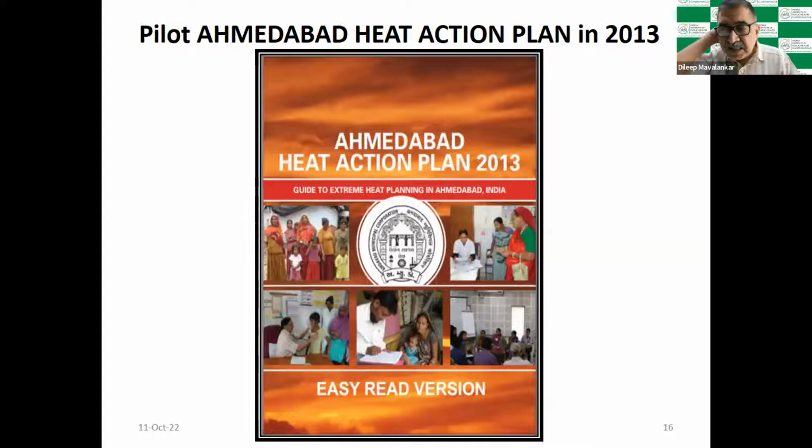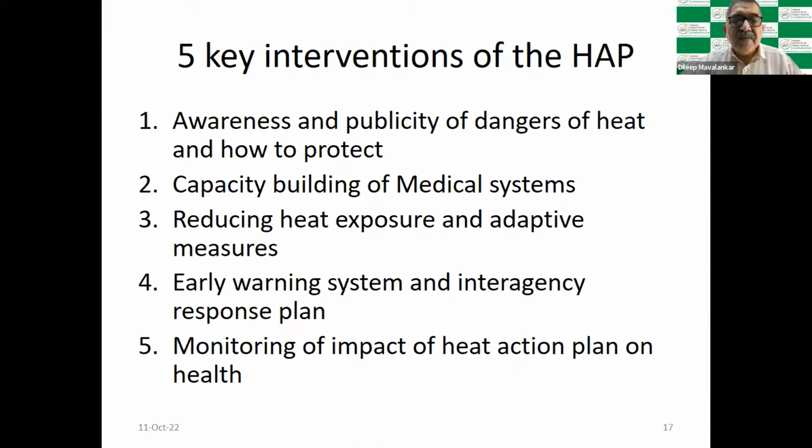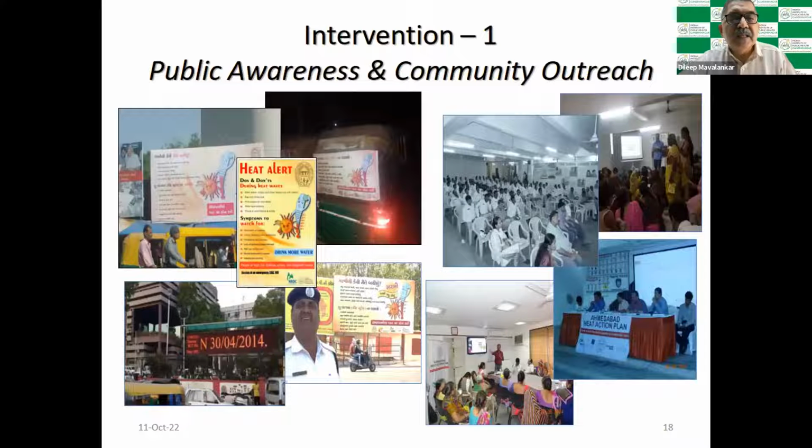Now coming to the heat action plan, we developed the first version in 2013. It had 5 major components: awareness and publicity about the dangers of heat and how to protect, capacity building of the medical systems, reducing heat exposure and adaptive measures for the population, early warning system and interagency response plan, and monitoring the impact of the heat action plan on health. I'll show you quickly all these components.